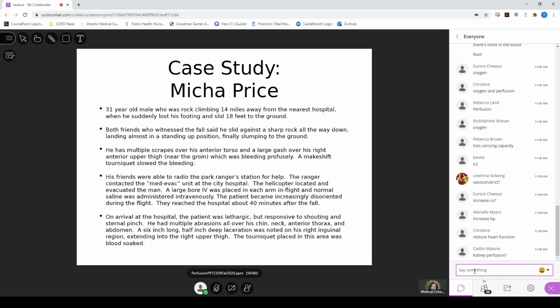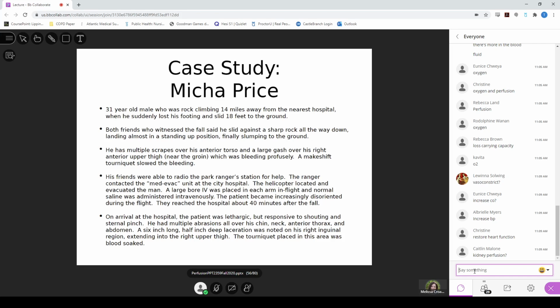So the case study is Micah Price. He's a 31-year-old male who was rock climbing 14 miles away from the nearest hospital when he suddenly lost his footing and slid 18 feet to the ground. Both of his friends witnessed the fall and said that he slid against the sharp rock all the way down, landing almost in a standing position, finally slumping to the ground. He has multiple scrapes over his anterior torso and a large gash over his right anterior upper thigh near the groin, which has been bleeding profusely. A makeshift tourniquet slowed the bleeding.